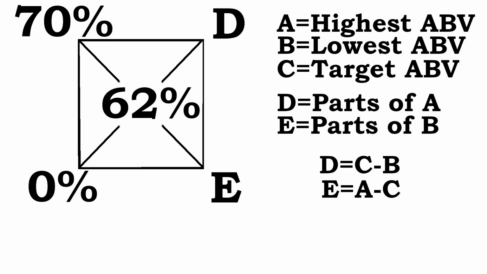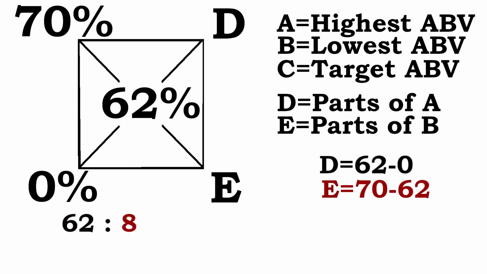So let's work out the math here, and I'll show you how simple this is. We're going to find D first, and we're going to take 62 and subtract the 0, and we get 62. So I've got that down there at the bottom. And then we're going to find E, and that is going to be 70 minus 62, which is 8. So that's down there at the bottom. And so there's our ratio. It's 62 parts of A, which is the high proof, to 8 parts of B, which is the water. And you could be done right there if you wanted.